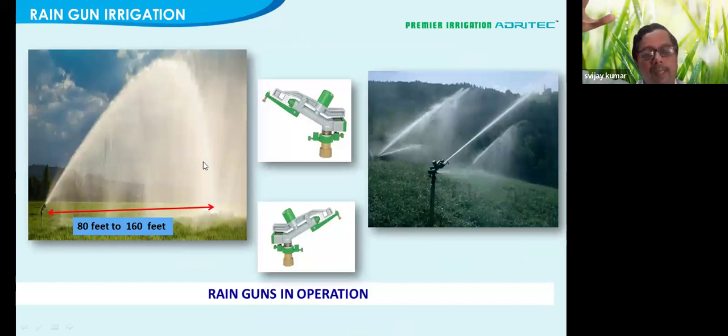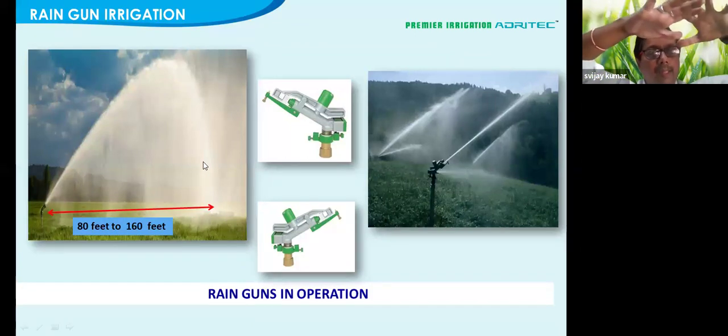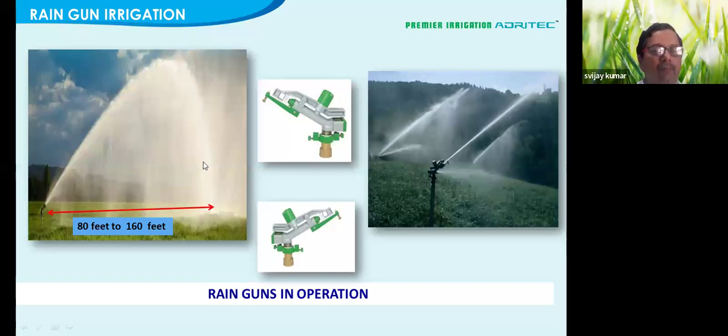That's another advantage, particularly if it's a fodder grass and you want to feed the foliage to any kind of animals, particularly in the goat farm where we had installed. So the leaves also get cleaned and they're able to get ready-made fodder. This is another plot where it is installed for vegetables. These are the rain guns actually in operation.